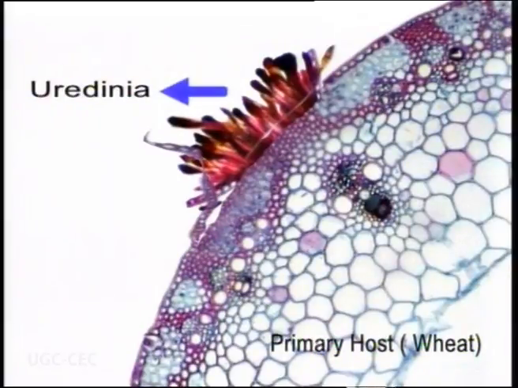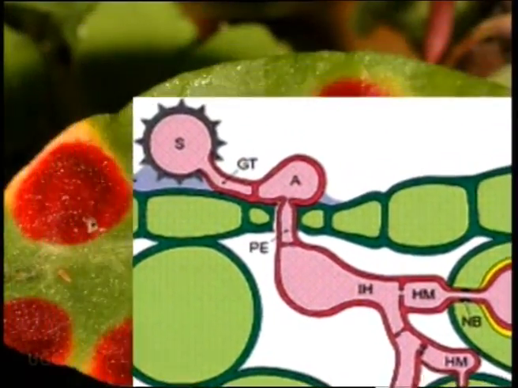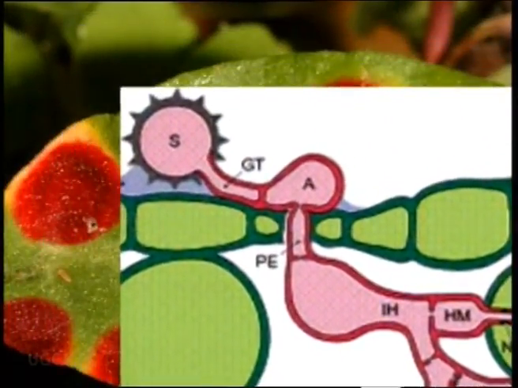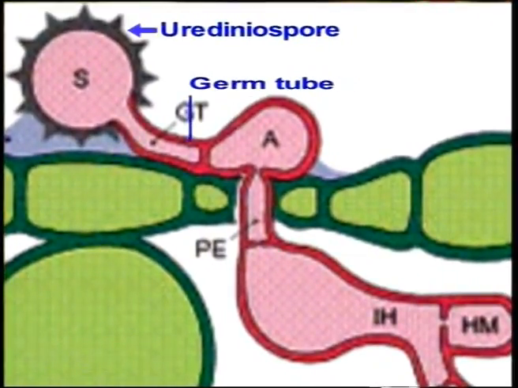Each urediniospore has 4 germ pores around the equatorial plane. They are disseminated by wind currents to other wheat plants where they produce a new crop of urediniospores. The urediniospores germinate within 4 or 5 days by sending out a germ tube if sufficient moisture is present.